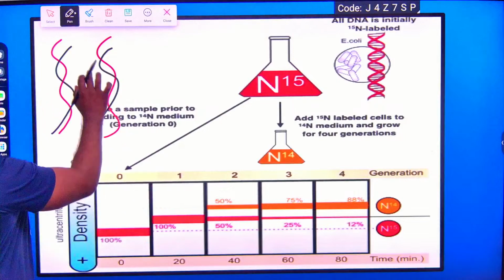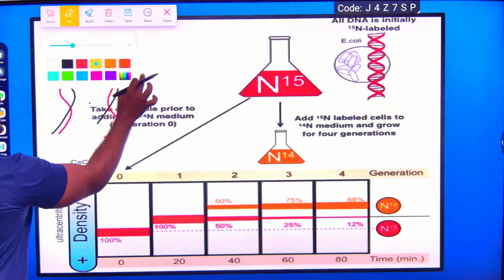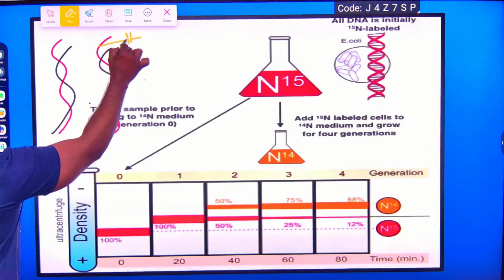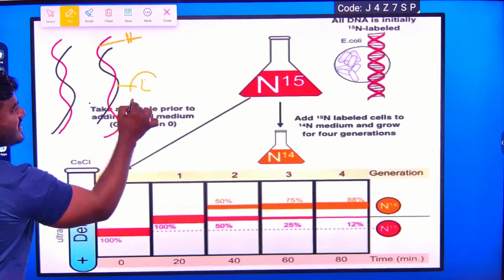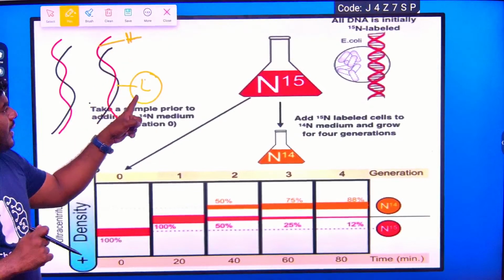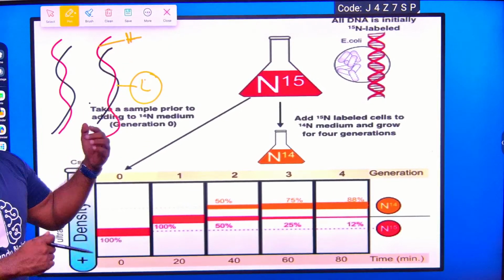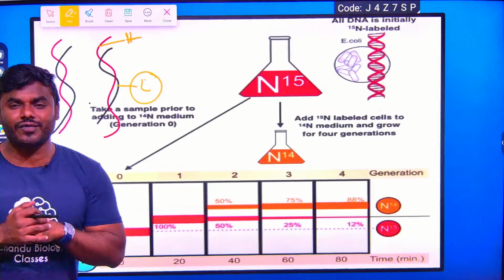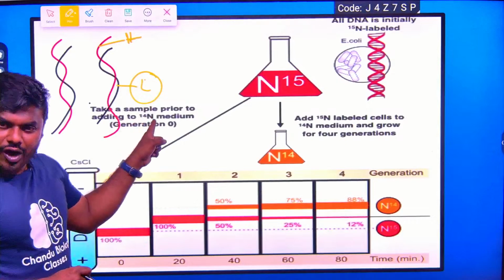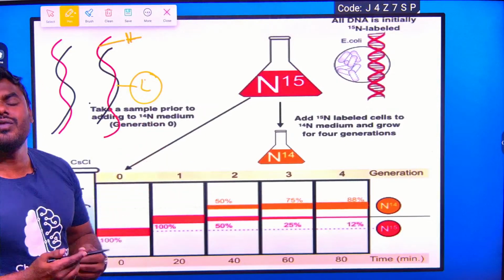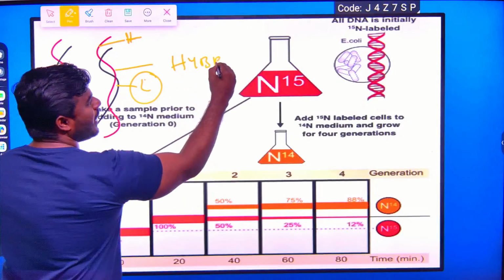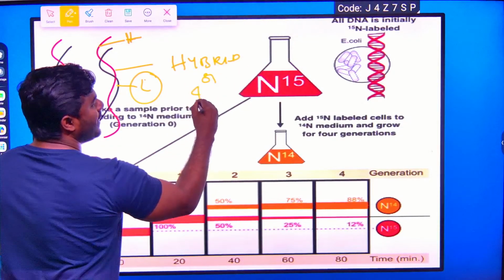All the time remember my words. Parent strand is always heavy. Always what? Heavy. Daughter strand is always light. You are getting my point? Parent strand is called the heavy strand and daughter strand is called the light strand. But according to the semi-conservative model, what do we have to get? We have to get a combination of heavy and light, which we generally call a hybrid. What is that? Hybrid or intermediate.